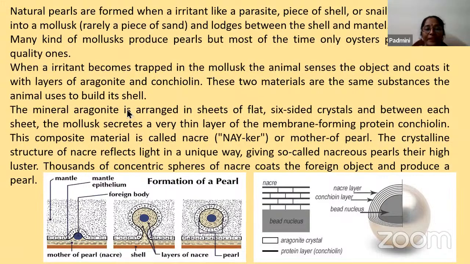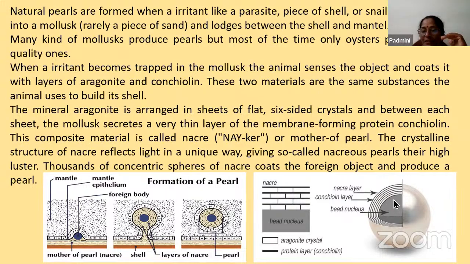The aragonite is going to be arranged as six-sided crystals, and between each sheet, the mollusca is going to secrete a very thin layer of membrane forming the protein conchiolin. So here you can see the nacre layer. You have a conchiolin layer and you have an aragonite layer over there. These are the parallel formations of an aragonite layer, conchiolin layer, aragonite layer, conchiolin layer. So that is going to form a round one like this. This is what you're going to see inside.